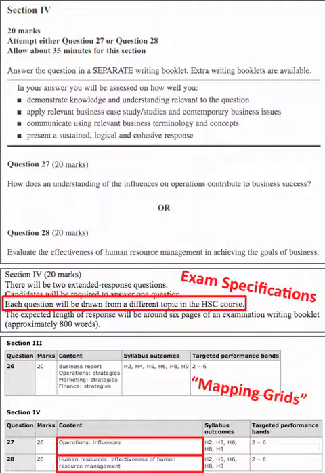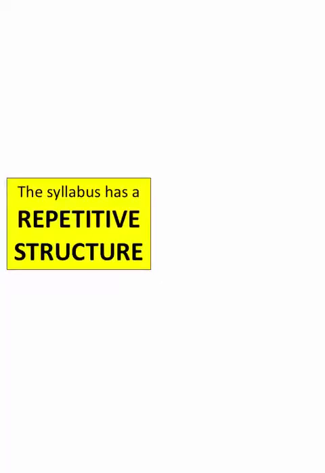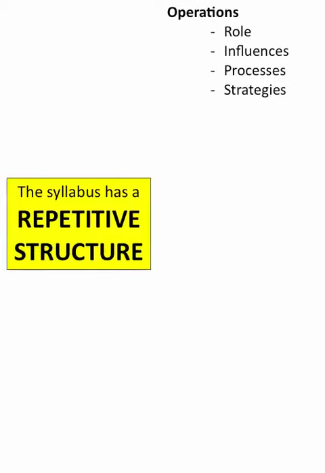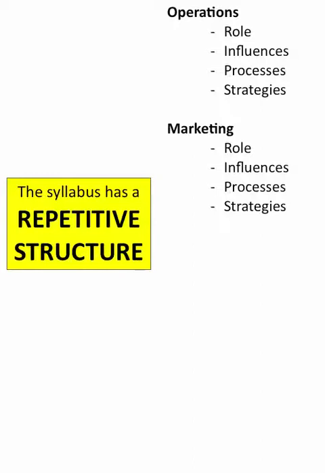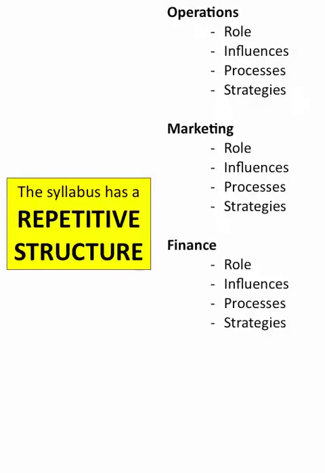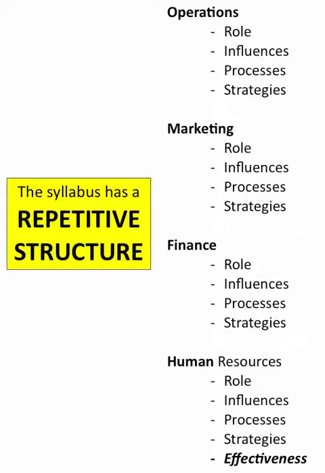Now, the good part about this is this. The syllabus itself has a very repetitive structure. If you look at operations, it's role, influences, processes, strategies. If you look at marketing, role, influence, process, strategies. Finance is the same. Human resources is the same, except they've added the tricky little effectiveness down the bottom there. I'm not entirely sure why they need to do that. But you've got basically 4, 8, 12, 16, plus that last one in human resources, 17. You've got 17 basic different essays that they can ask you about.